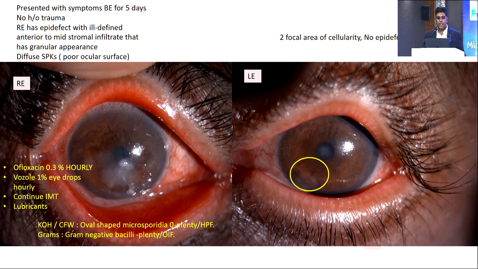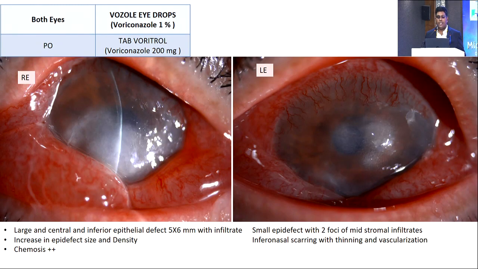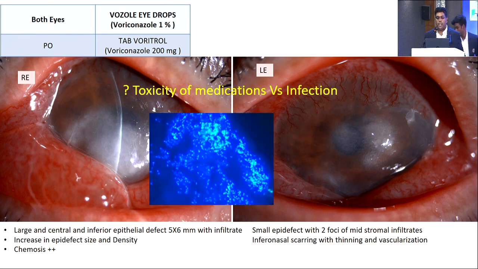So the patient was started on hourly ofloxacin along with hourly voriconazole eye drops. On subsequent follow-up, there was an increase in epithelial defect size and infiltrate, with a lot of chemosis. So there was a dilemma whether this was toxicity of medication versus infection. Repeat scraping was done, which revealed only oval-shaped microsporidia. So the patient was continued only on topical and systemic voriconazole.